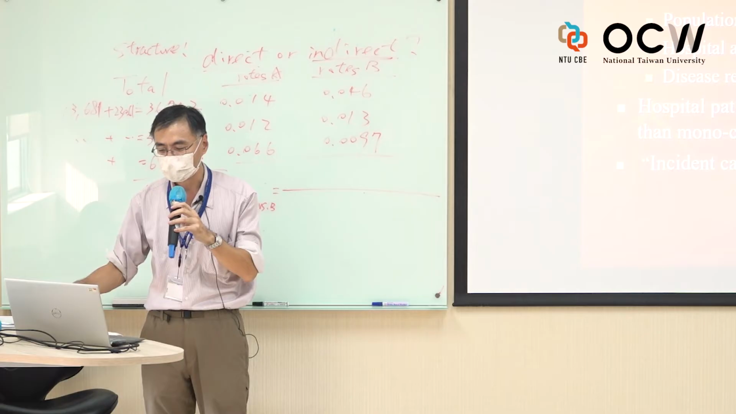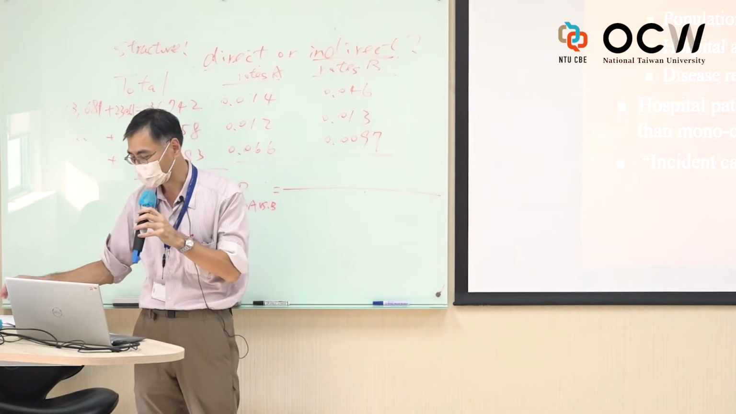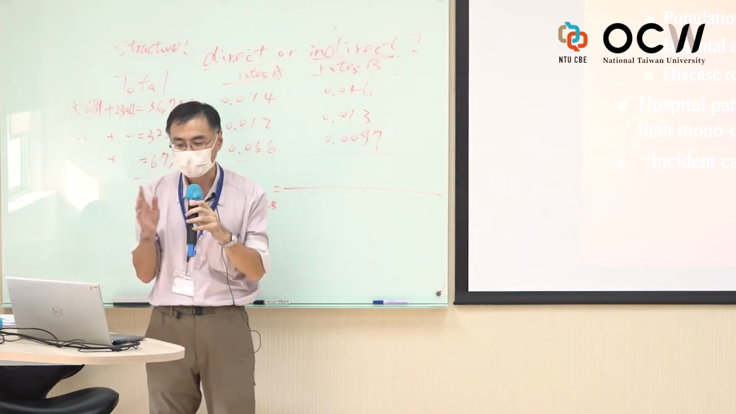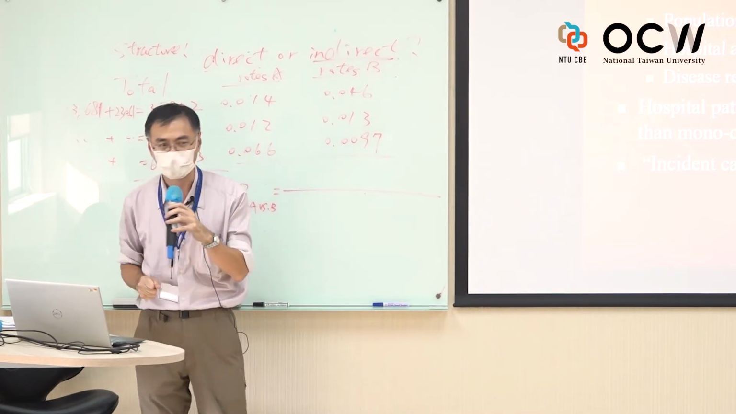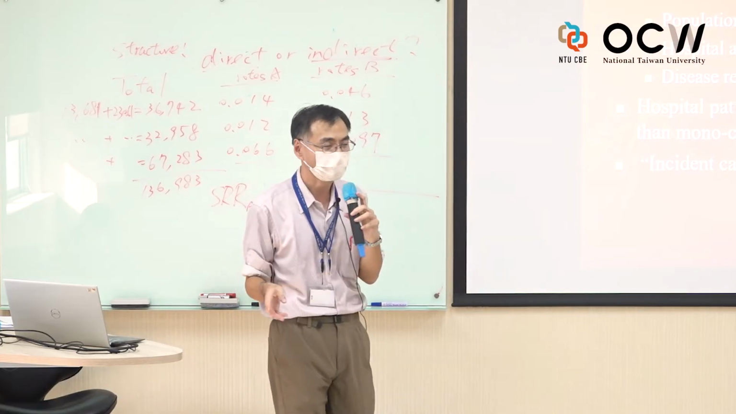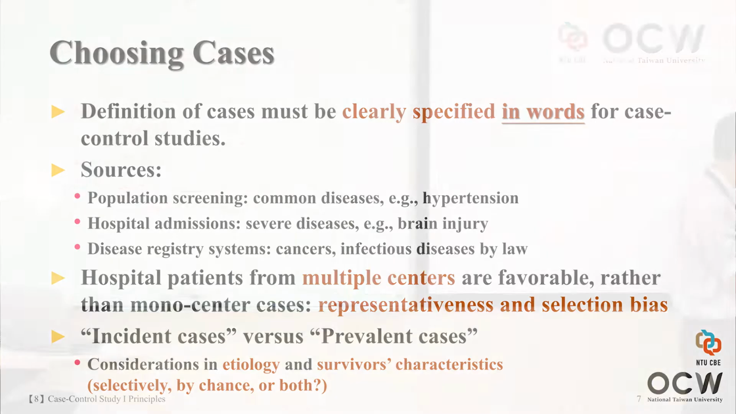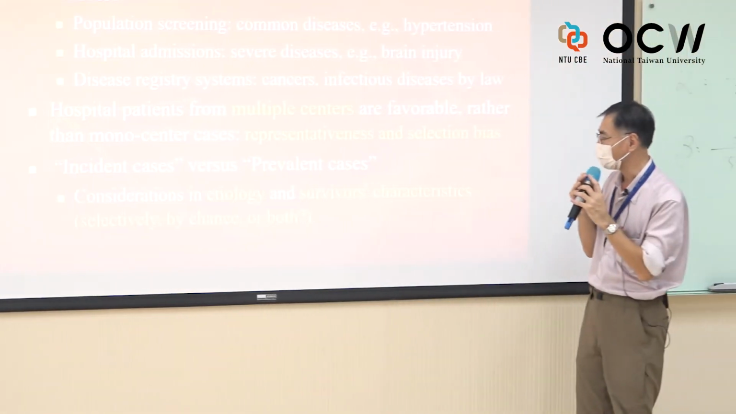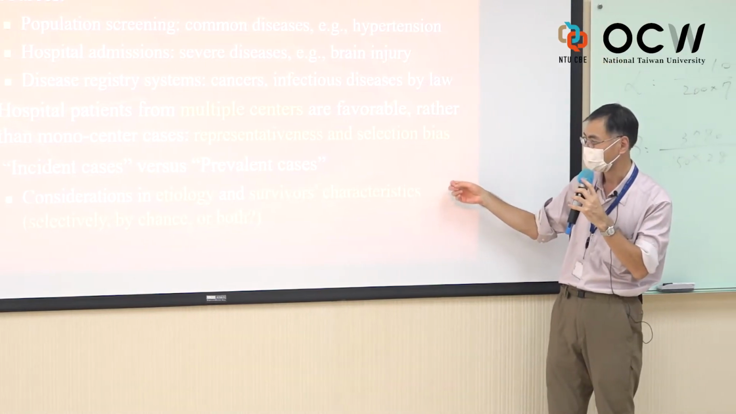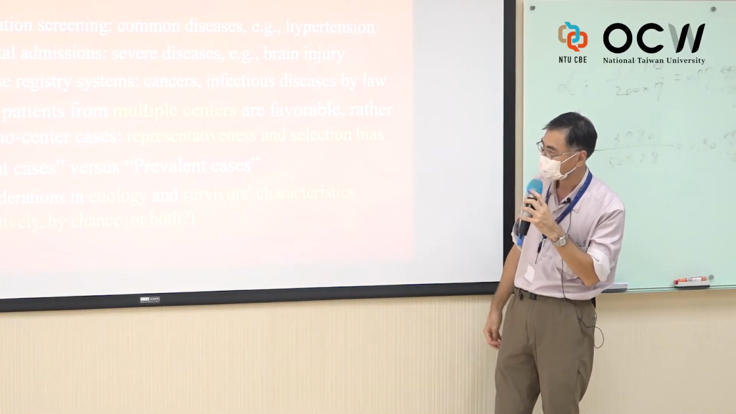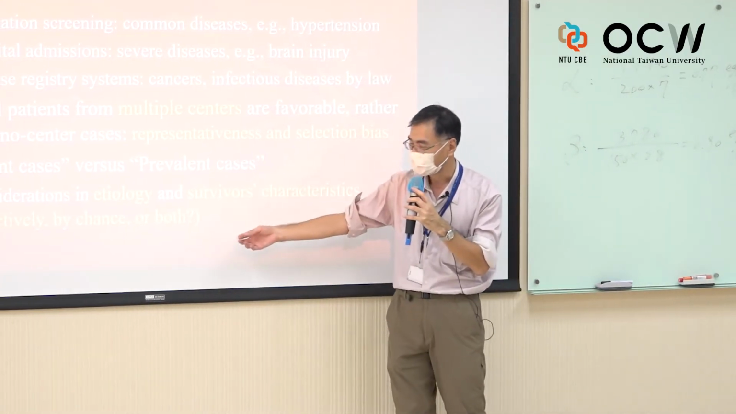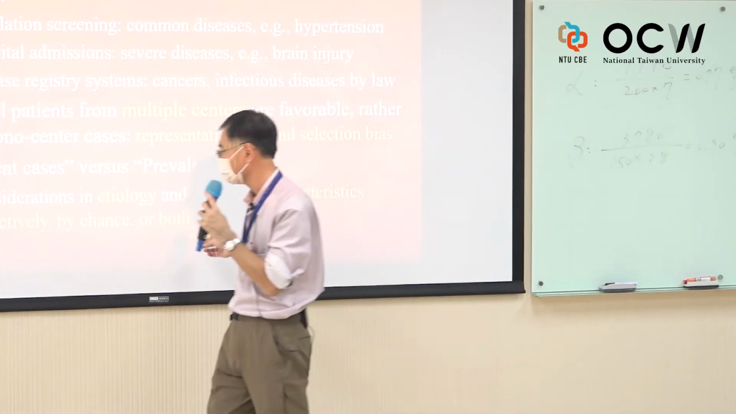So we could identify the status change during a very short period of time to make sure that they are incident cases, which makes more sense for research about etiology. Okay, because of that concern, incident cases will be more useful for etiology. But for prevalent cases, sometimes it might be more about the people who survive. They have specific characteristics to survive. But it could happen selectively, or it could happen by chance, or it could happen for both of them.